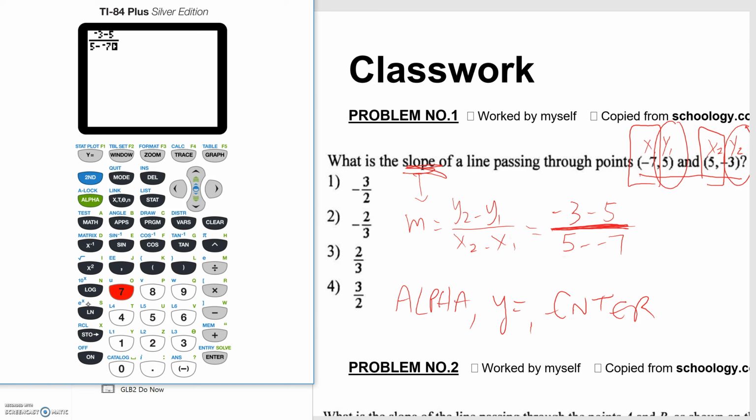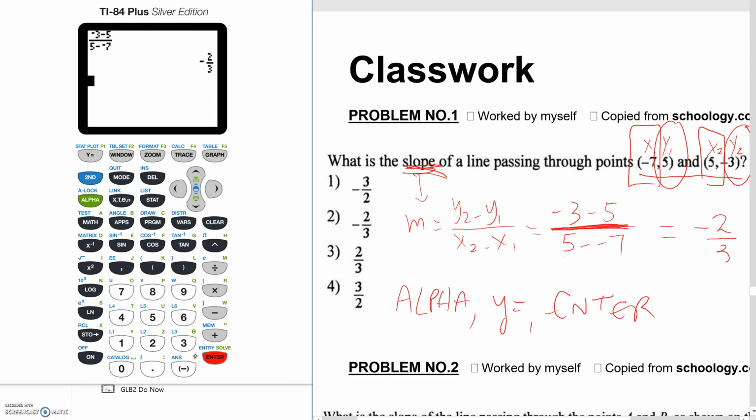You've got to be very careful. There's a big difference between minus and negative. Anyway, when we do it this way, the calculator reduces the fraction for us. If we had done this ourselves, we would have gotten negative 8 over 12, and we would have to reduce it. If you do it this way on the calculator, it automatically expresses it in simplest form. And of course that makes our answer choice 2.